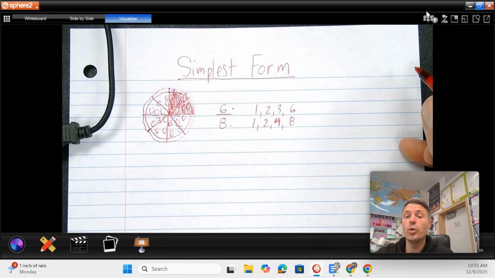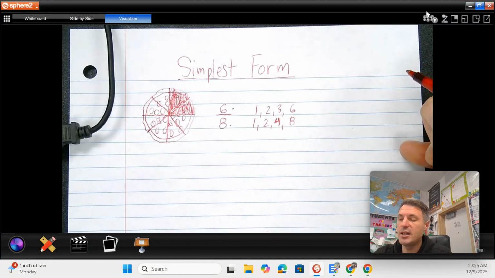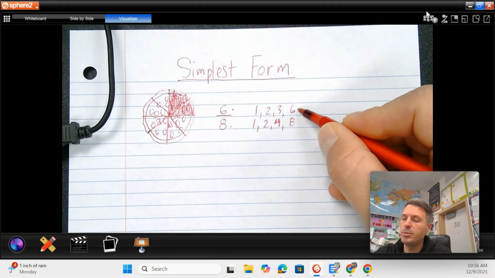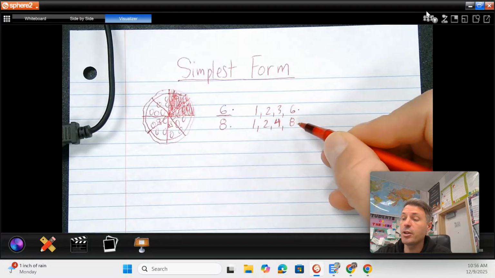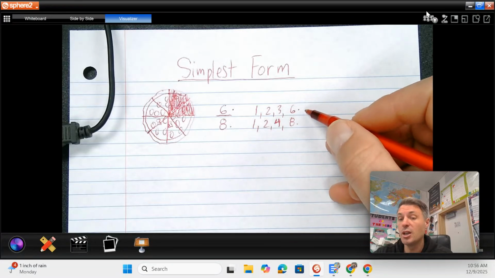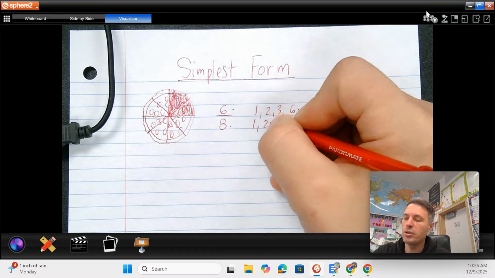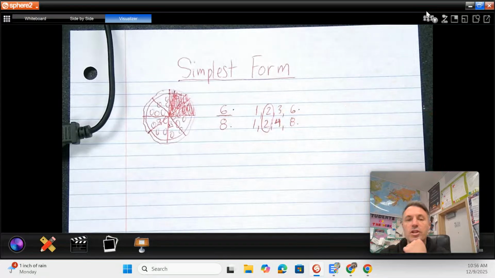Now, we're looking for the greatest common factor, also called the GCF. And that's the biggest number that's in both lists. So the biggest number in this list is 6. The biggest number in this list is 8, but neither of those numbers are in both lists. We're looking for the biggest number that's in both lists, and the biggest number in both lists is the 2. So that's the first step to putting a fraction in simplest form. It's finding the greatest common factor. In this case, it's 2.